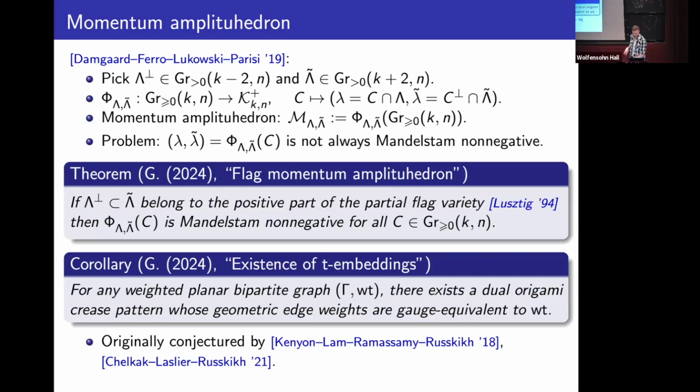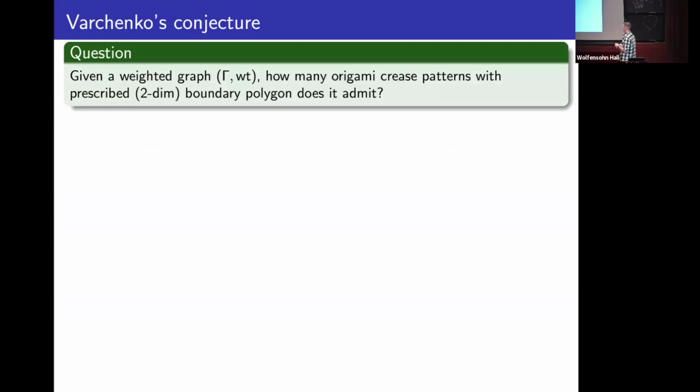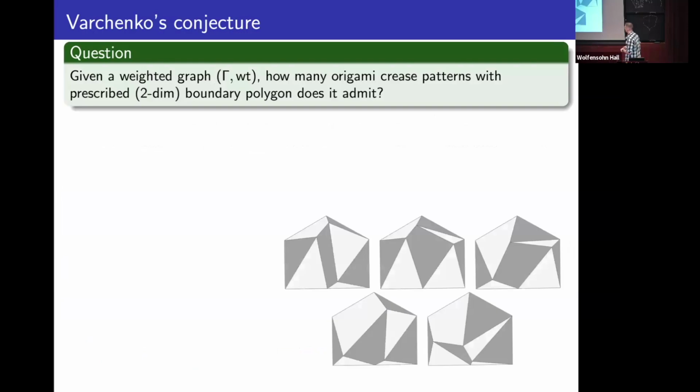Let me try to end with something completely weird and unnatural. So here's the last slide, Varchenko's conjecture. If you take a different problem, right, you're given a weighted graph and you want to count origami crease patterns with fixed two-dimensional boundary. So in this case, I chose the boundary to be this house-shaped region, and then I chose some graph. So here are all of these gauge equivalent edge weights to each other. So the question is, how many solutions do you get? And in this case, you get exactly 5 solutions. So there are no more origami crease patterns with this particular boundary.